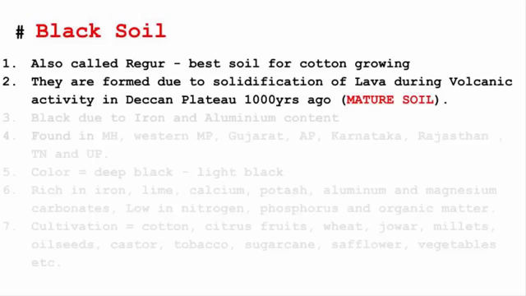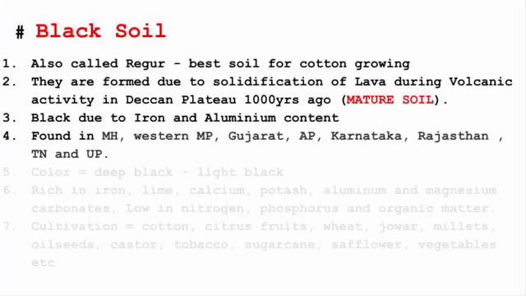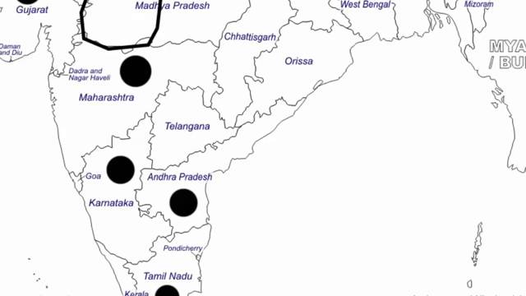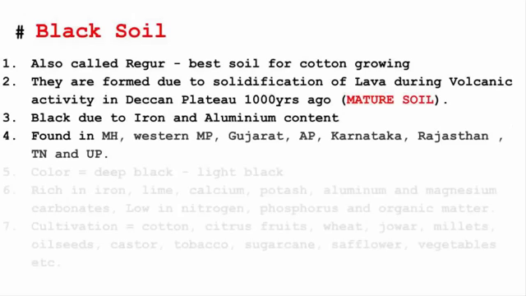The reason it is mature is because of its age. It's 1,000 years old soil, so it has to be matured soil. And the reason behind black soil being black is the content of iron and aluminium in it. Black soil is found mainly in Maharashtra, Western Madhya Pradesh, Gujarat, Andhra Pradesh, Karnataka, Rajasthan, Tamil Nadu and Uttar Pradesh. If you see, all this region lies near and inside the Deccan Plateau. The color of the soil ranges from deep black to light black.